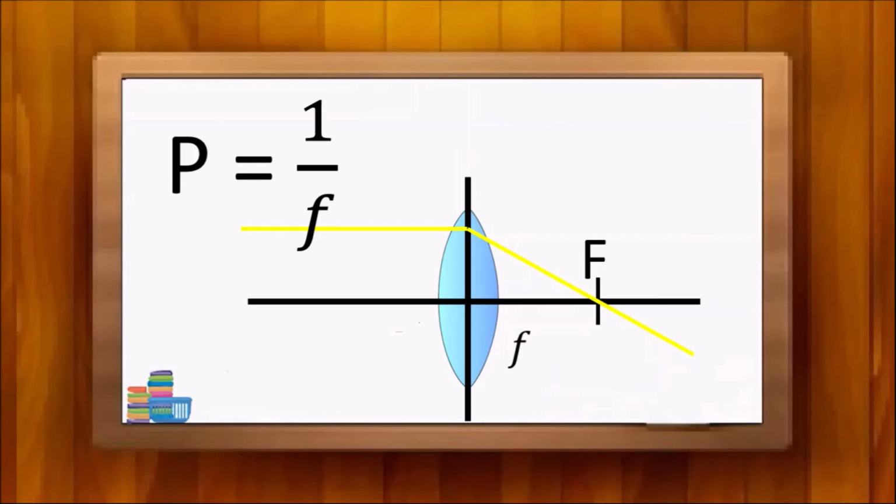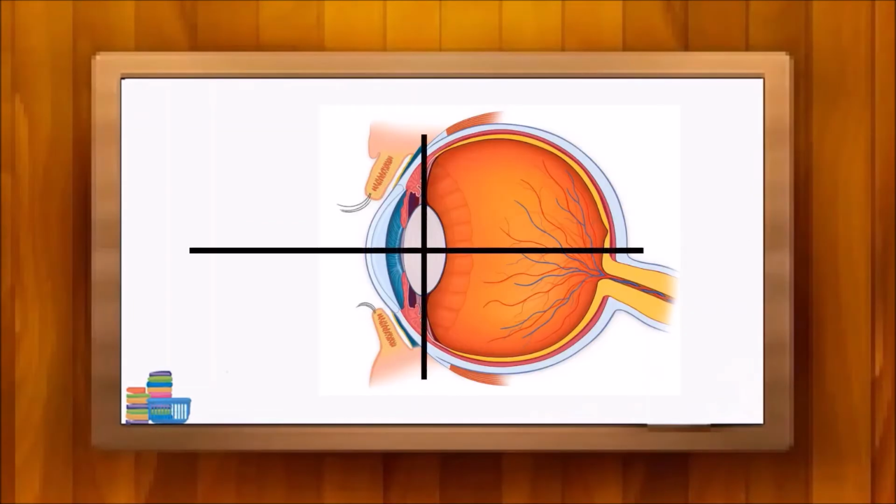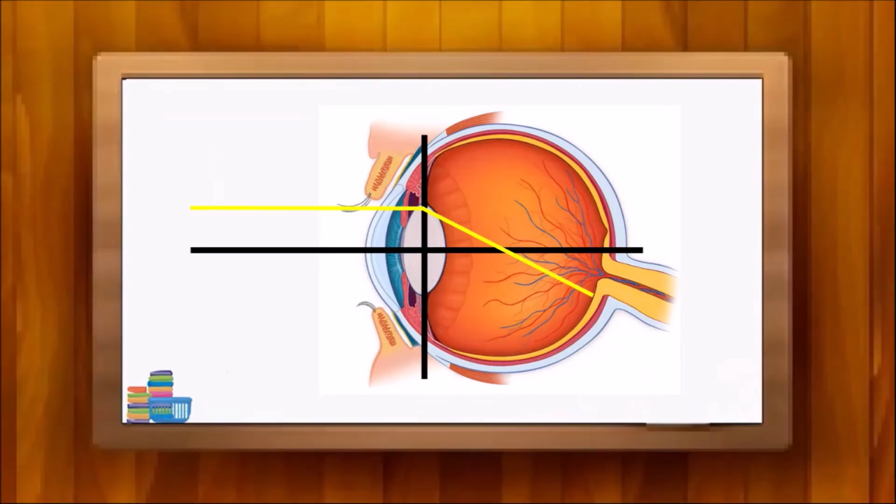So if you want to get a light ray bent by a larger amount, you have to take a lens which has a large power, and as well a small focal length. The eye lens is a convex lens, and it has a positive power. It always refracts light towards the principal axis.